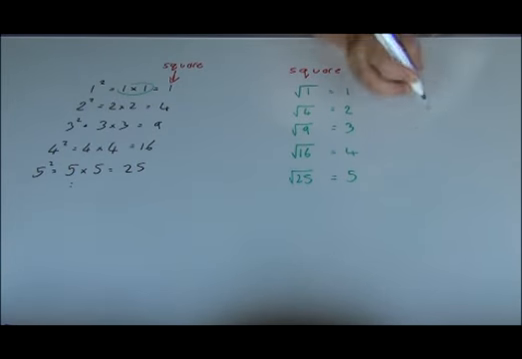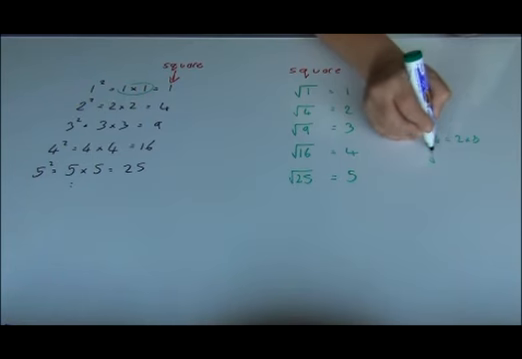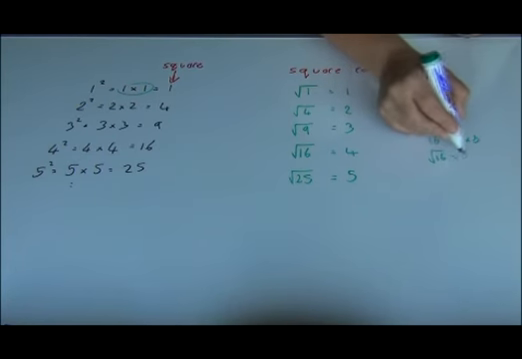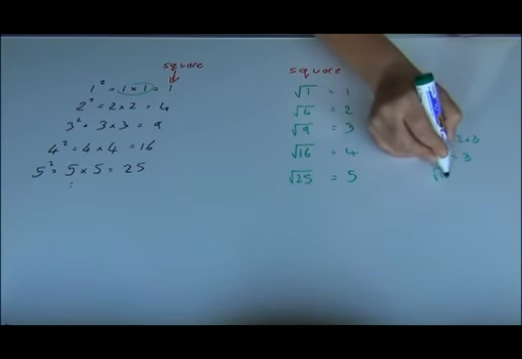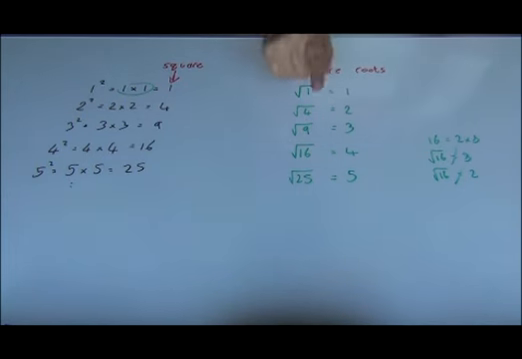Although things like 16 we can make by doing 2 times 8, the square root of 16 is not 8, and the square root of 16 is not 2. That's not true. It has to be multiplied by itself. It cannot be multiplied by another number.